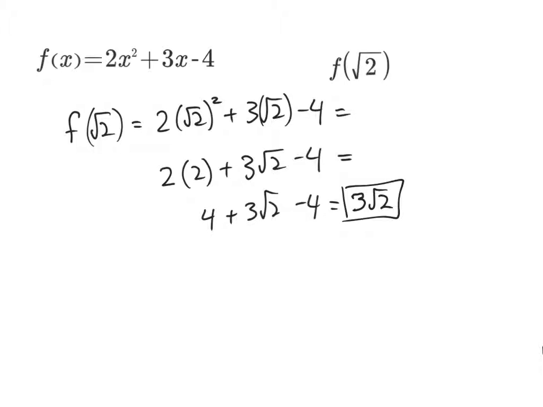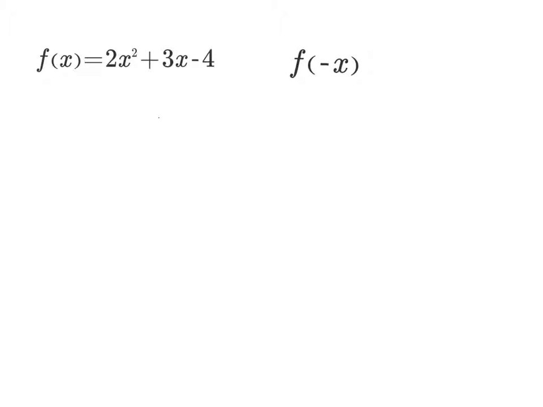Now on to another example. For this one, we're going to do f of negative x. So f of negative x, anytime I see an x, I'm going to put in a negative x this time. So we get 2 multiplied by negative x squared, make sure you put the parentheses because the whole thing needs to get squared, plus 3 times negative x minus 4.